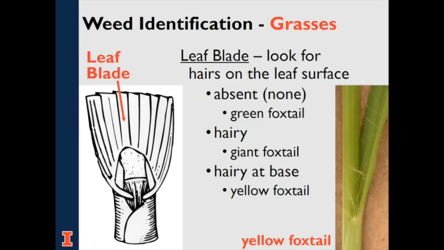On the leaf blade, look for hairs on the top and on the bottom. This could be helpful in differentiating among species of foxtail. With post-emergent herbicides, sometimes the level of control is dependent on foxtail type. ID is important. Green foxtail has no hairs on the leaf surface, while giant foxtail is hairy, and yellow foxtail has long, scraggly hairs at the base.